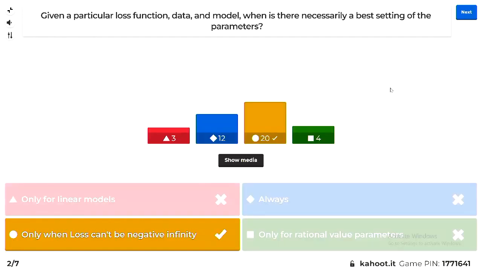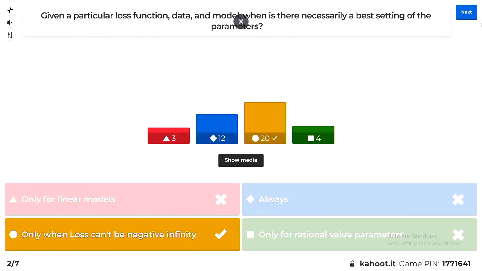All right. Only when the loss can't be negative infinity. So if the loss can be negative infinity, then there is no best setting. We can infinitely move the parameters more and more, and it goes to negative infinity. It can't actually be negative infinity, so it can always go lower. And for the others, linear models, it's not the case. It can have a best parameter in other cases, and only for rational value parameters. Neat guess, but no. All right.